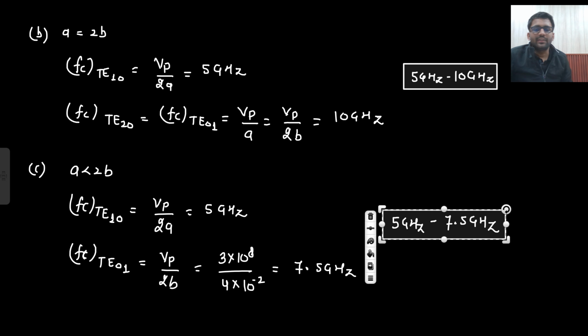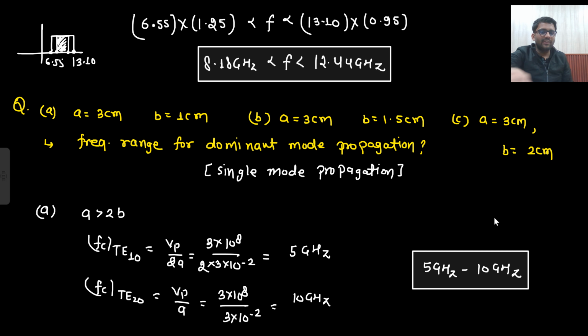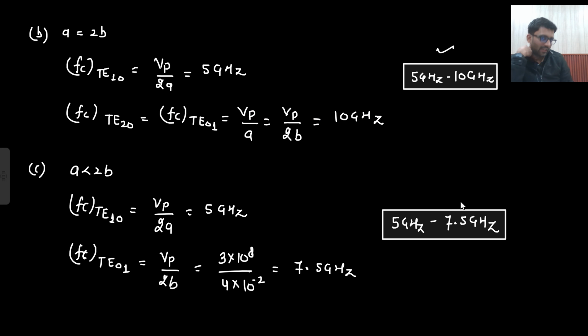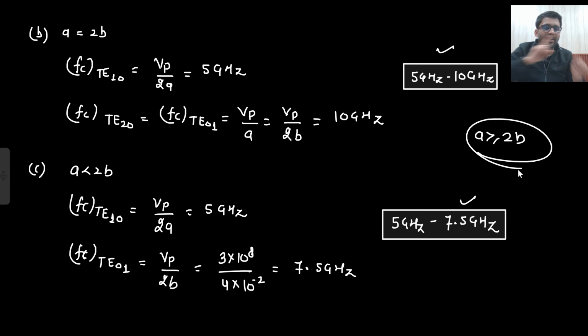So here, what did you understand here? That in all the problems our Vp was same. That means our waveguide was same only. Just the parameters were different. Just I changed the value of A and B. Then here my range was from 5 to 10 gigahertz. 5 to 10 gigahertz. But here the range is smaller. So if you need the maximum frequency range for single mode propagation, then you need to put A greater than 2B. So you need to design your waveguide in a manner that your A is greater than or equals to 2B.